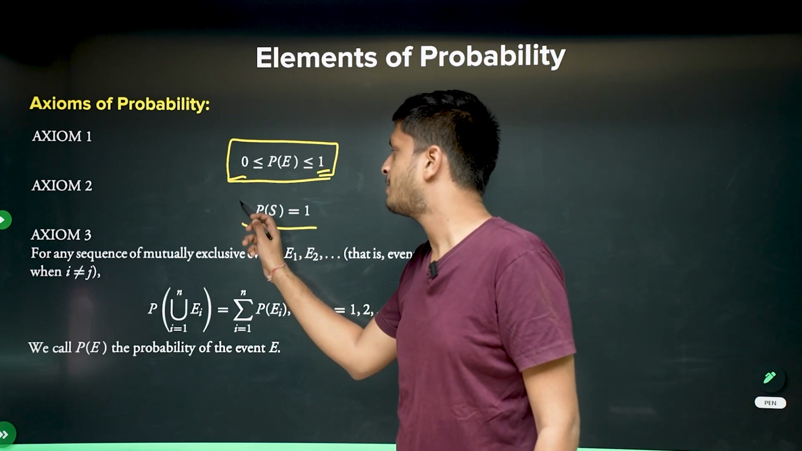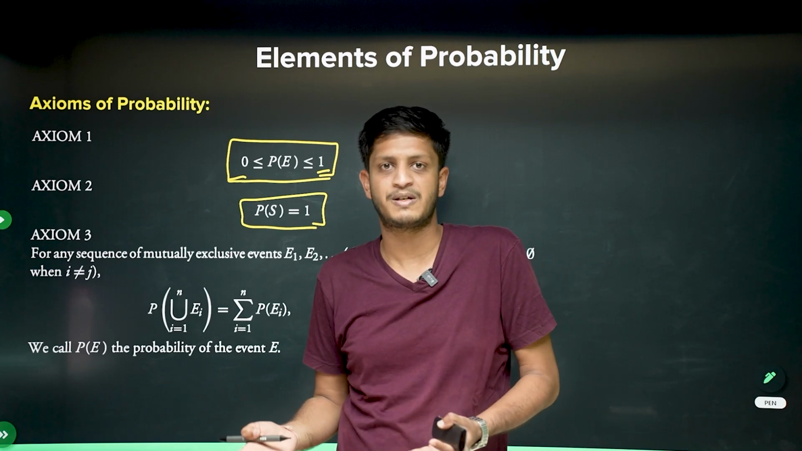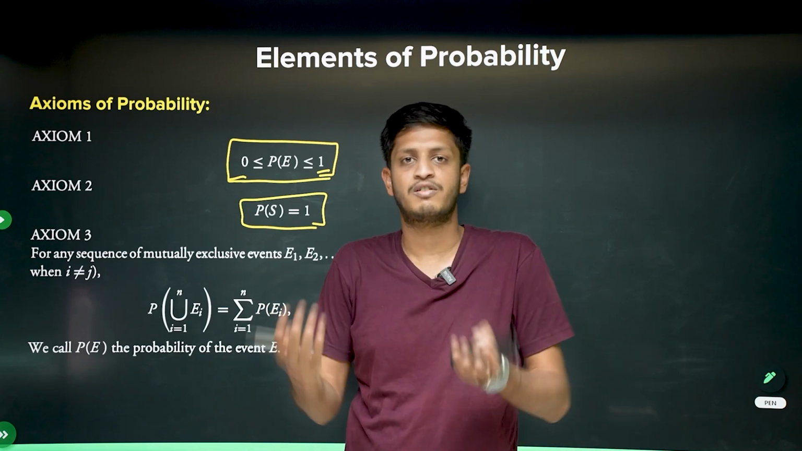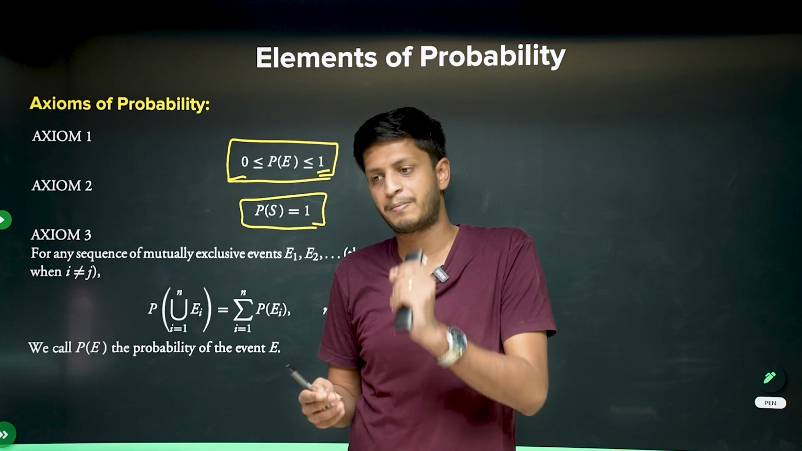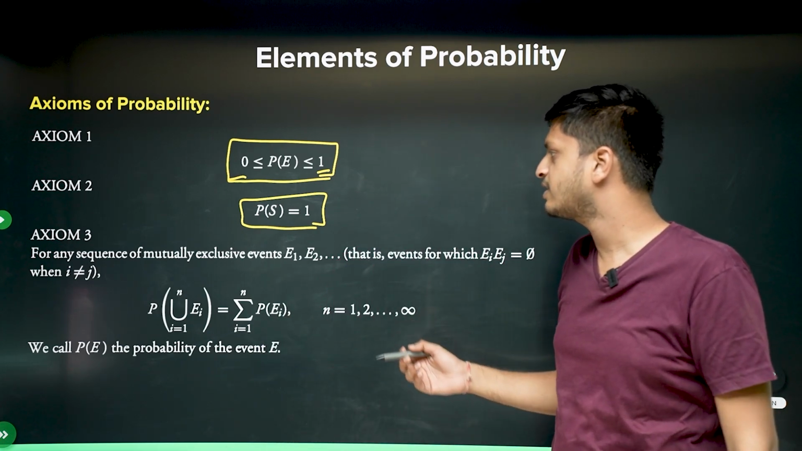The probability of the sample space is 1. You will always have the sample space. That's why it is called the sample space. The sample space is the universe. Something within the sample space will always happen. So the probability of the sample space happening is 1. Right?